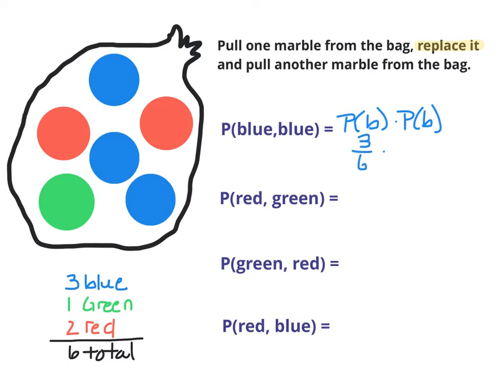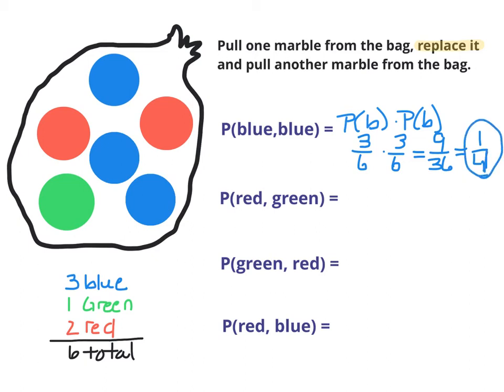And then the probability of pulling another blue marble out of the bag once I replace the first one is again 3 out of 6. Now to solve this problem, we just multiply our fractions, or multiply our numerators. 3 times 3 is 9, and 6 times 6 is 36. And yes, you can simplify ahead of time if you'd like. 9/36 will simplify to 1/4. So the probability of pulling a blue from the bag, replacing it, and then pulling another blue from the bag is 1 out of 4 chances.